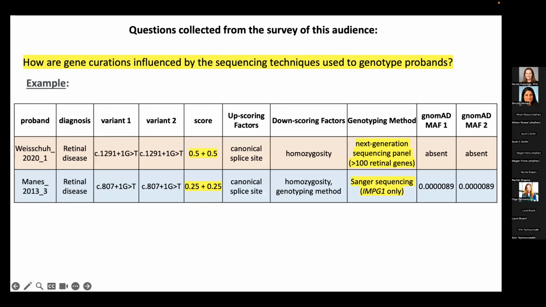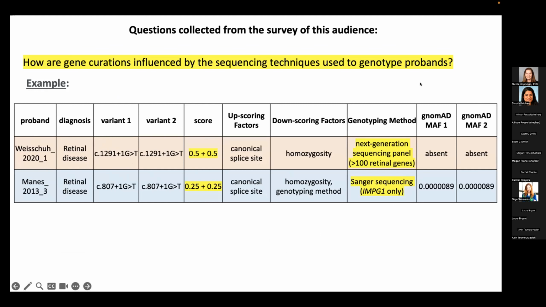And so I wanted to give an example for you to take a look at. This is from a recent curation from one of the retina groups. I didn't give you a whole lot of information about the diagnosis, but there's two patients, one on the pink line and one on the blue line. The biggest difference between them is really how they were genotyped. They both have some kind of retinal disease. They both have a canonical splice site variant. It's homozygous in both patients.